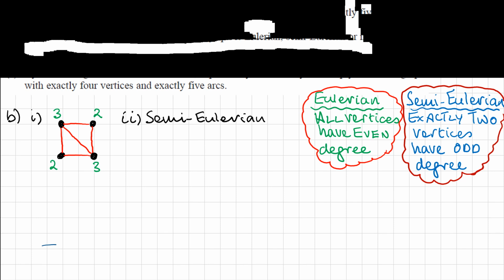And the question does say with justification, so we can't just write semi-Eulerian. So we need to say semi-Eulerian, since exactly, and it's basically what I've written down at the side, exactly 2 vertices have odd degree.